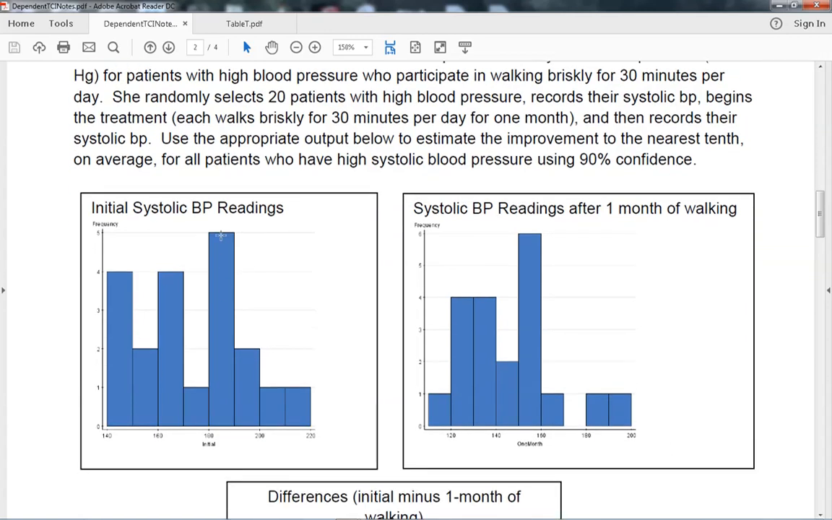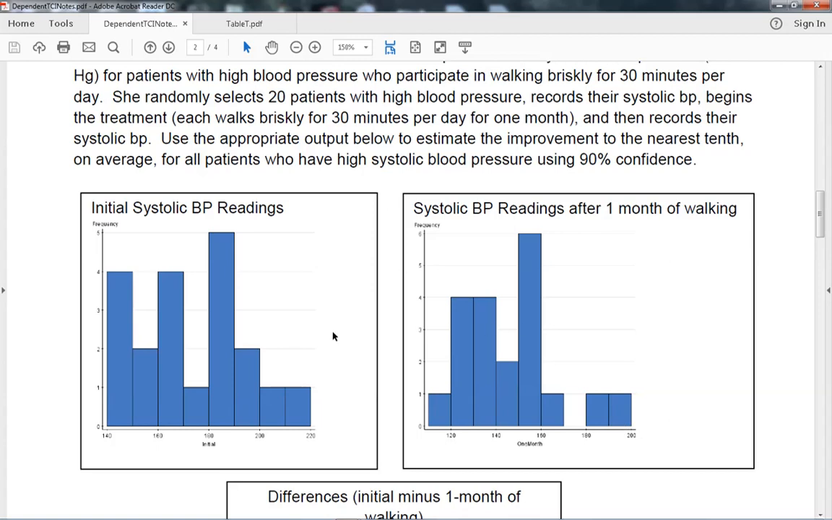So we could look at initial systolic blood pressure readings and see sort of where they are. They run from about 140 to 220. And then systolic blood pressure readings after 1 month of walking briskly each day. We can see that the lower value did go down a little bit, it looks like. It's down to about 110 up to about 200.